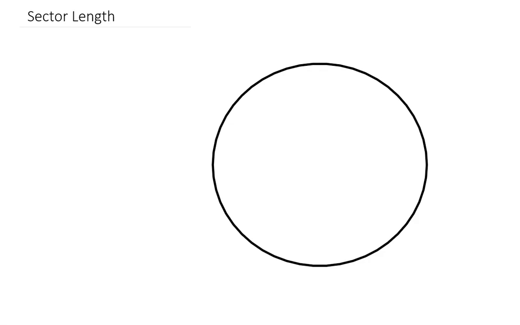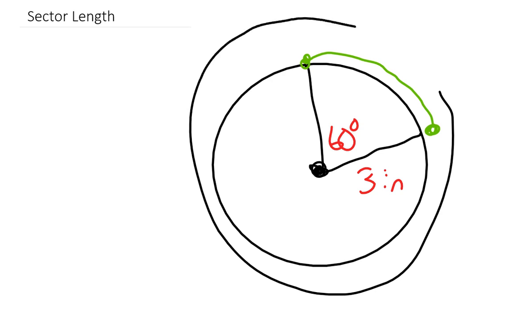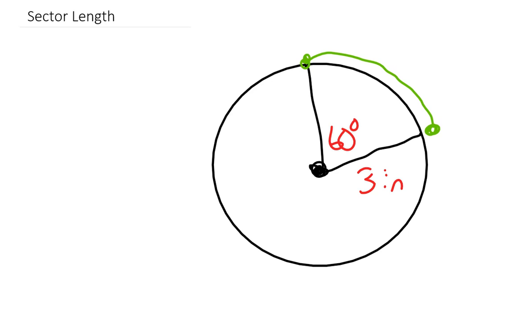So if I wanted to look at that same original angle I had, my 60-degree angle, and we said my radius was 3 inches here. If I want to look at what my sector length is, that means I'm trying to find what the length of this part of my circle would be. Again, we're going to look at what the entire circumference would be, which would be this circle around here.